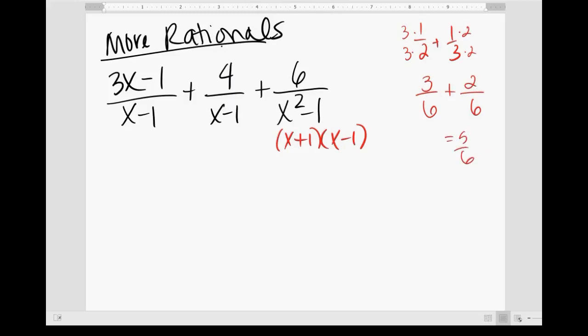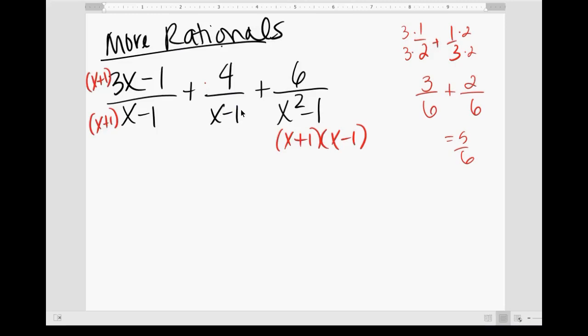Same idea here. I can't add these until they have the same thing in the denominator. So x minus 1 can turn into x plus 1 times x minus 1 if I multiply it by x plus 1. Then look, it's the same thing as what I have here in the red. But if I multiply the bottom by that, I have to multiply the top by that as well. Okay? Same thing here. I have an x minus 1.